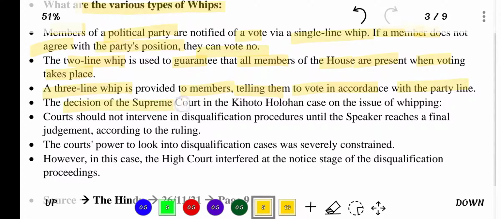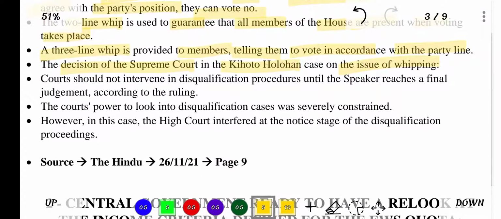The decision of the Supreme Court in the Kihoto Hollohan case on the issue of whip: courts should not intervene in disqualification procedures until the Speaker reaches a final judgment, according to the ruling. The court's power to look into disqualification cases was severely constrained. However, in this case, the High Court interfered at the notice stage of the disqualification proceedings. Source of this news is The Hindu.